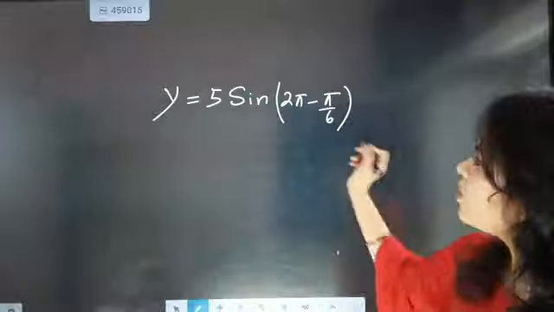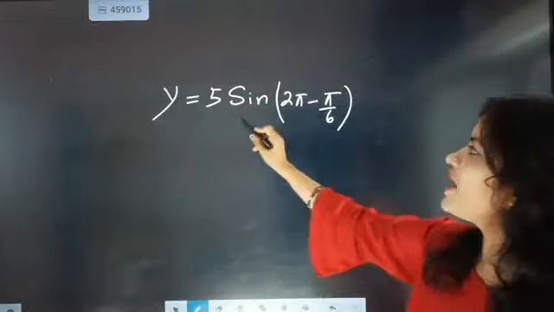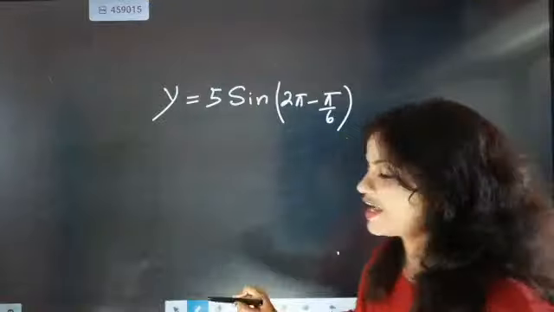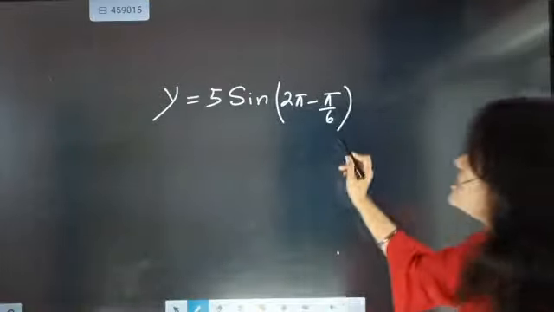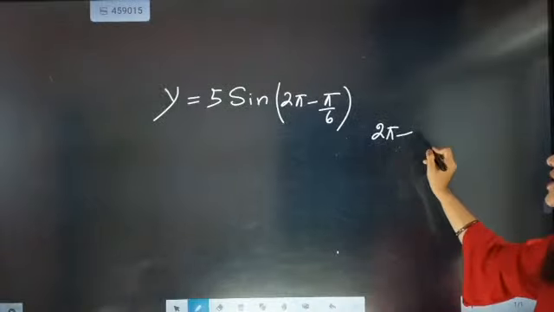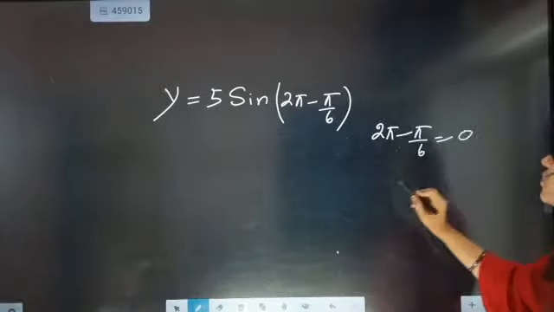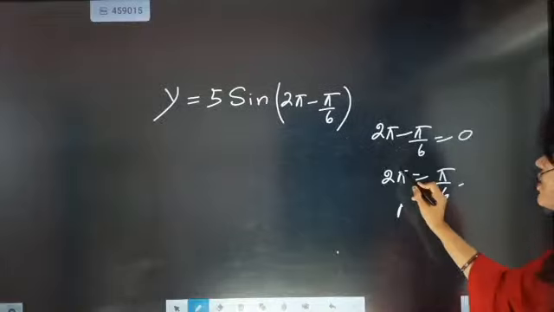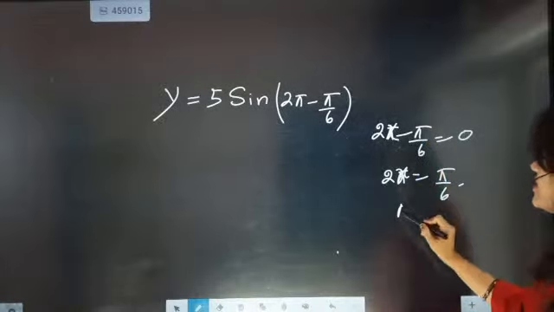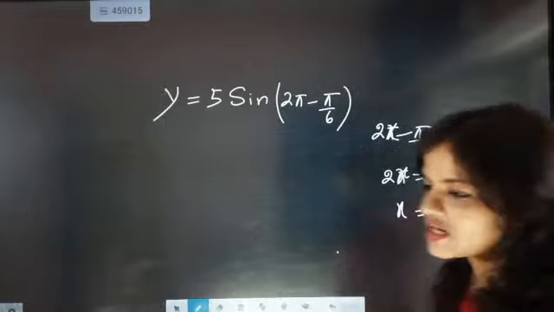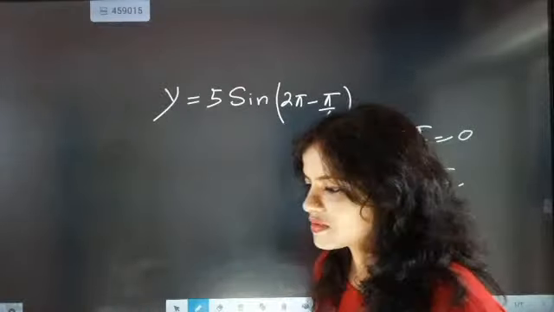Now look here Dipankar, how we are going to solve the question, beta. 5 sine(2x minus pi by 6) is there. When this type of angle subtraction part is given to you, the first duty is to put 2x minus pi by 6 equal to 0. So 2x will be equal to pi by 6, so x will be equal to pi by 12. From where do we have to start the curve?